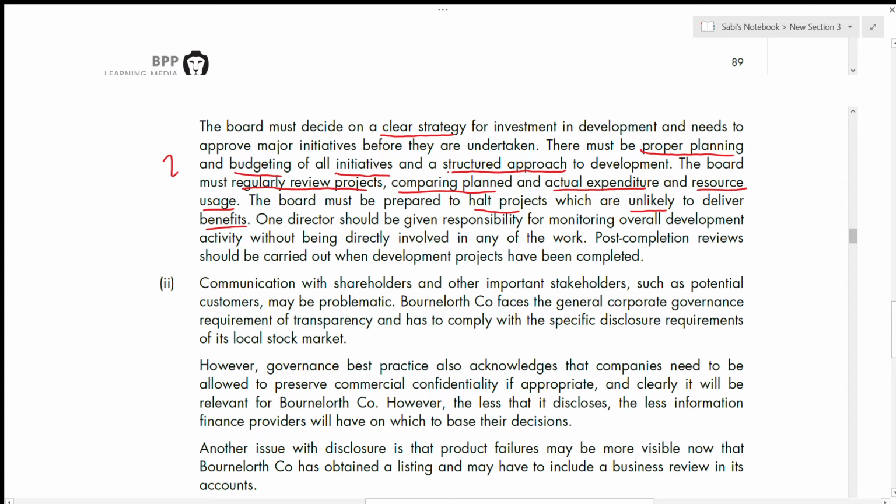One director should be given responsibility for monitoring overall development activity without being directly involved in any of the work. So this is another good control system. Only one director, just for monitoring the development process, right? That director who is monitoring the overall development activity should not be involved in any other activity. Only monitoring, right? They are not being involved in all of the activities.